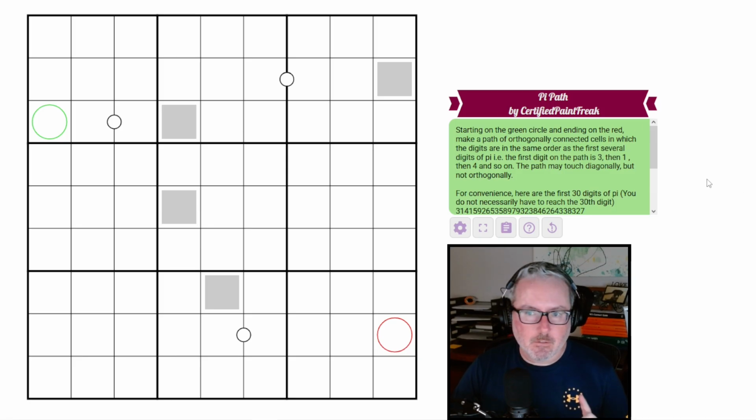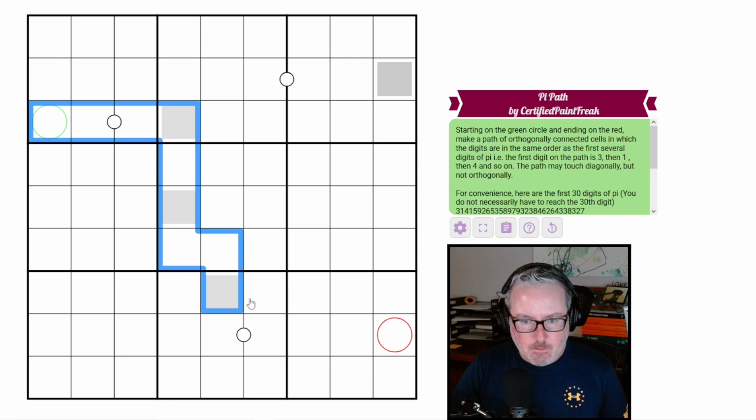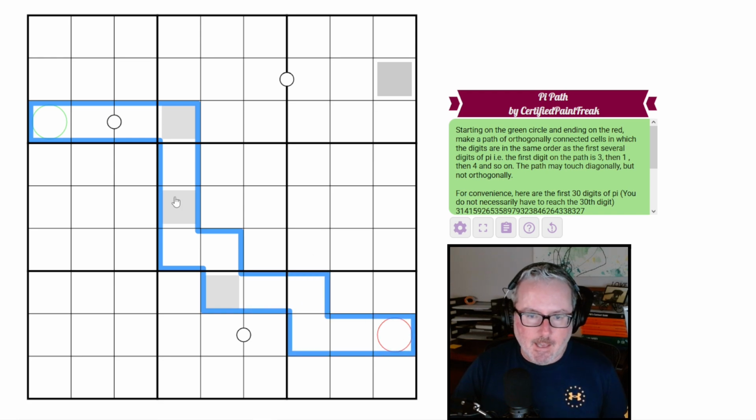So, what are the rules? Starting on the green circle, which is this one, and ending on the red, which is this one, make a path of orthogonally connected cells in which the digits are in the same order as the first several digits of pi, i.e. the first digit on the path is 3, then 1, then 4, and so on. The path may touch diagonally, but not orthogonally. So, in general, we're creating some path that makes its way from here to here. Could go anywhere, do anything. And then that path will be in order as the number pi goes.